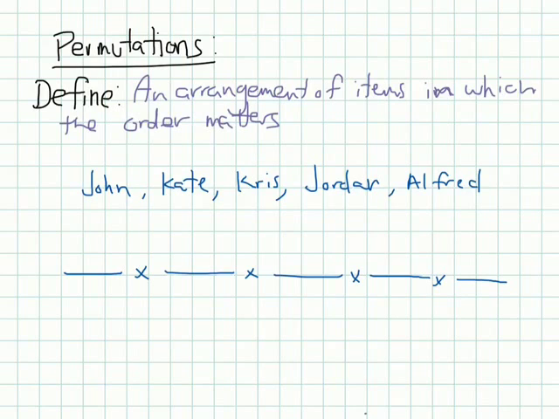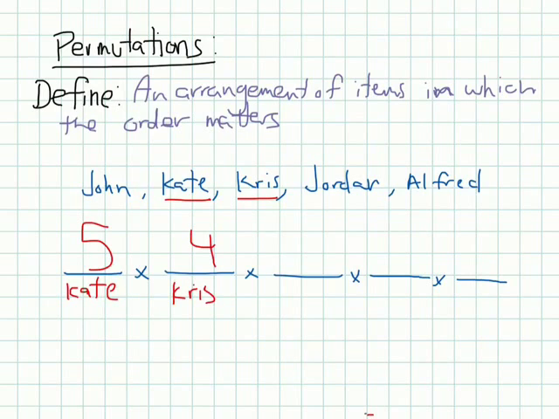So for example, I said, hey, how many different ways can these 5 people line up in a row, right? Well, for the first one, use a different color. For the first person, right, the first slot here, there's 5 people to choose from, right? But let's say Kate goes into the first slot. Well, now how many people are there left to choose from for the 2nd slot? There's only 4.